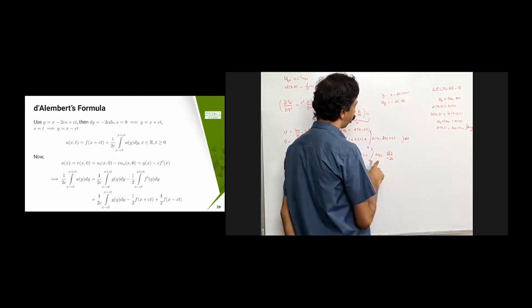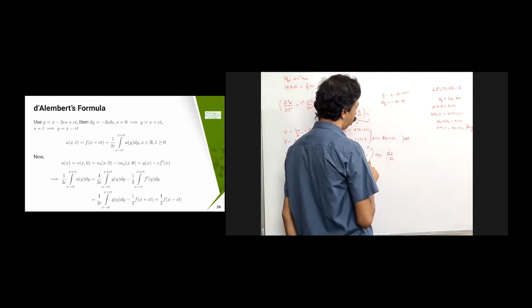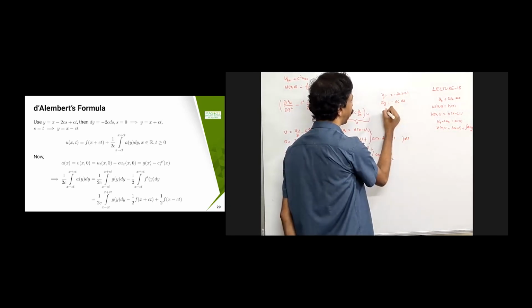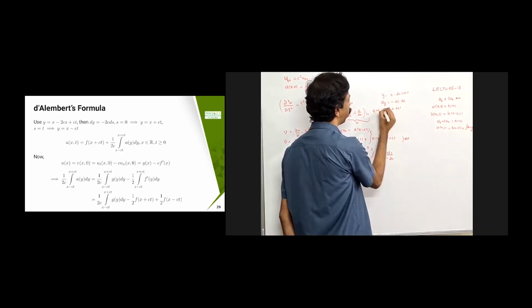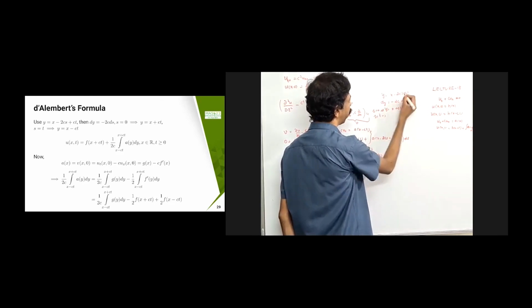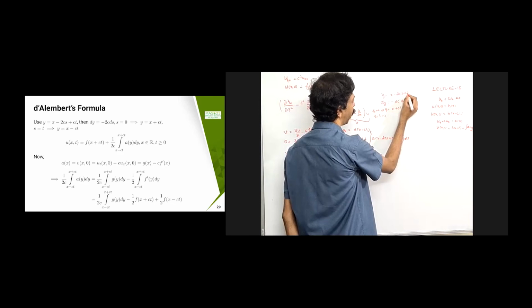Then we use this y. If I put y equal to 0, this is going to become x plus ct. Y equal to 0 means s equal to 0 means y equal to x plus ct. S equal to t means it is going to become minus 2ct plus ct.